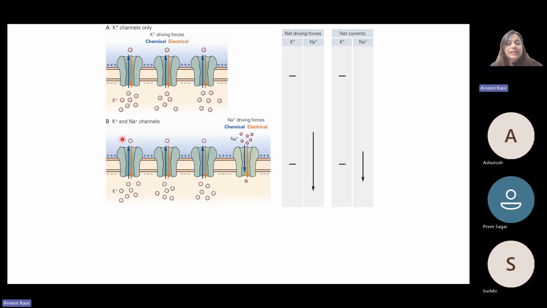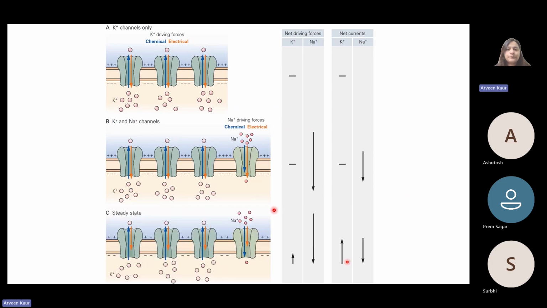Then a few of the sodium channels also start opening up, right? So once a few more sodium channels also start opening up, what will happen is that sodium will also play a part, right? So the net driving force now will be towards inside for the sodium channel, because the chemical as well as the electrical forces are towards inside, right? So the net driving force now changes towards inside, as you can see via this arrow, right?